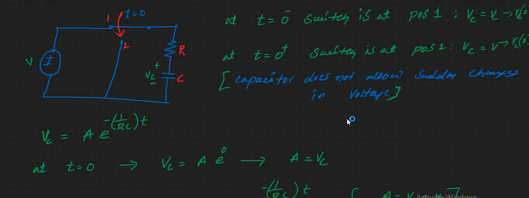Vc is equal to A into e power 0 if I substitute t equal to 0. Then you are going to get A is equal to Vc, the voltage across the capacitor. So at t equal to 0 minus and t equal to 0 plus, at t equal to 0 plus, what is the value of Vc? Vc is equal to V.